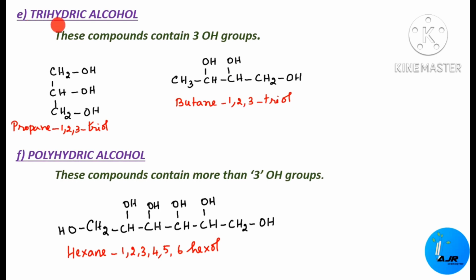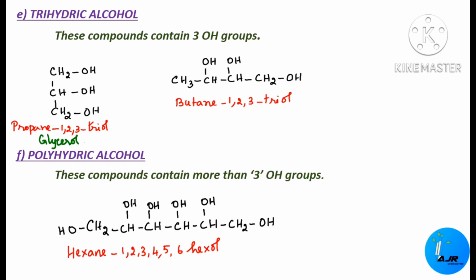So the next category is trihydric alcohol. See, in these compounds they contain 3 OH groups. Okay, look at this example. 1, 2, 3. 3 OH groups are present. So methane, ethane, propane, 3 carbon. So propane-1,2,3-triol, and that's the common name for this one, nothing but glycerol. Okay, glycerol.